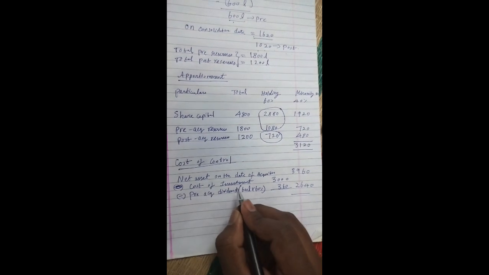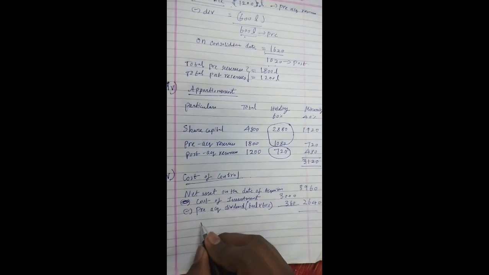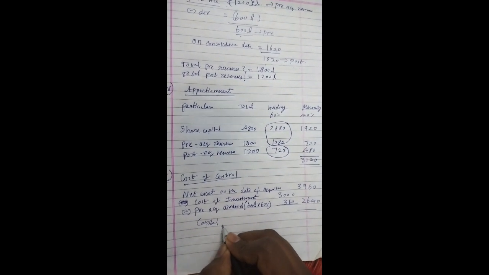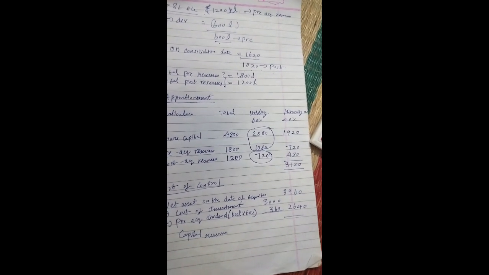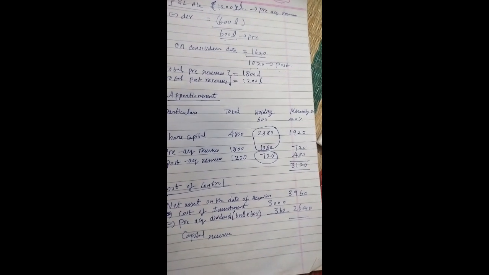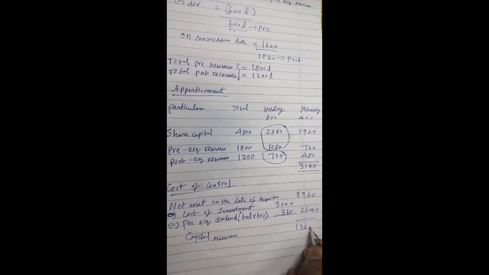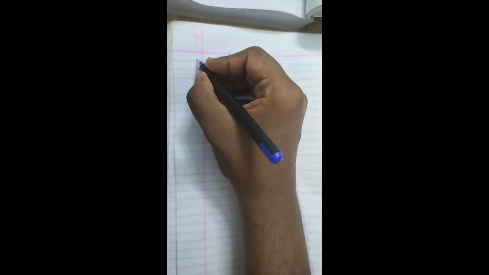So cost of investment is lower, net asset is higher. So capital reserve. How much? 3,960 minus 2,640. 1,320 capital reserve. Okay.